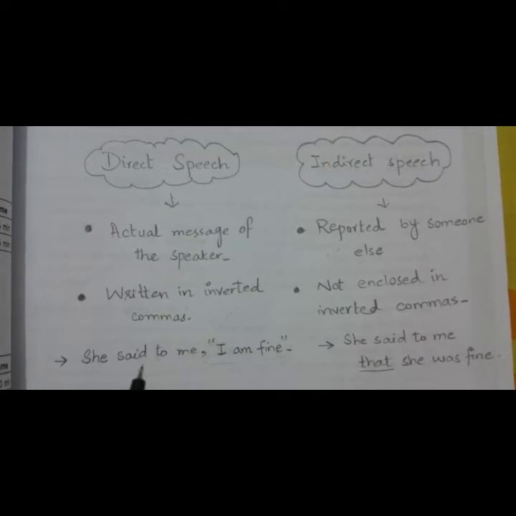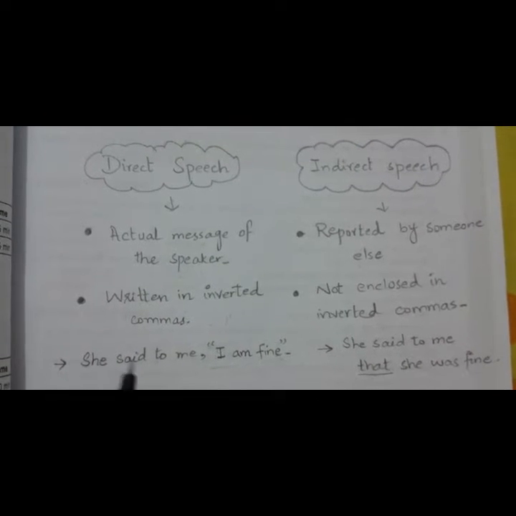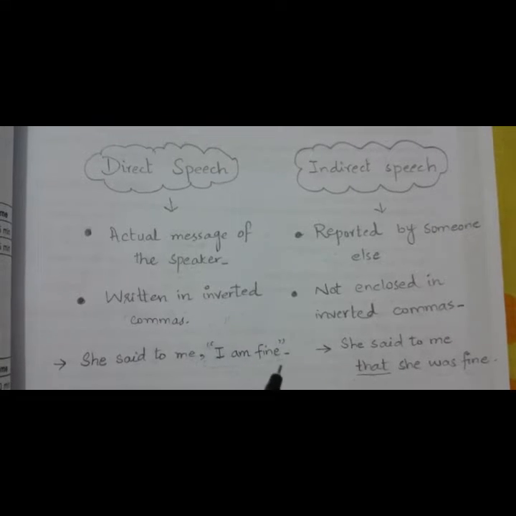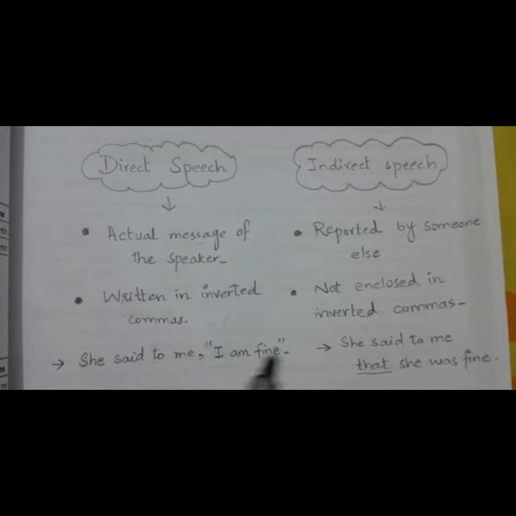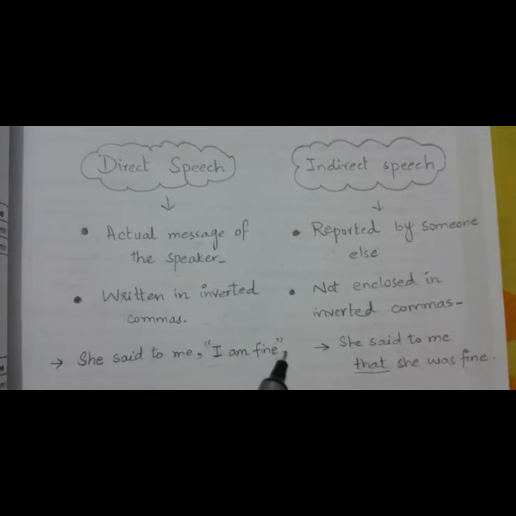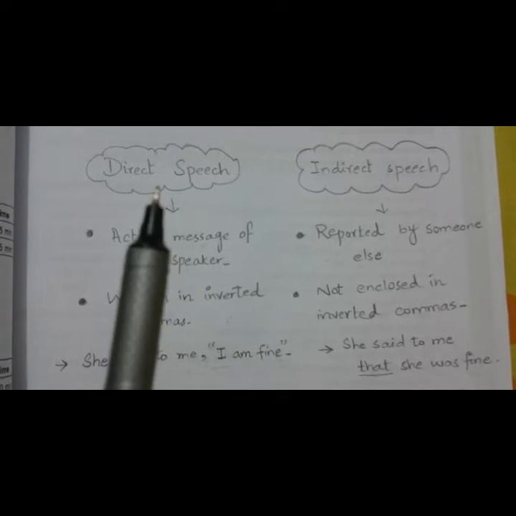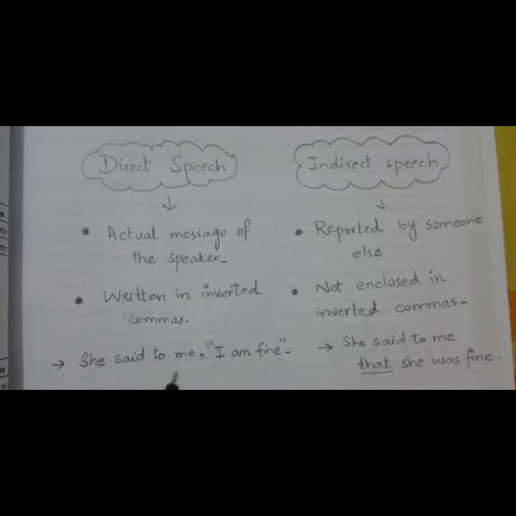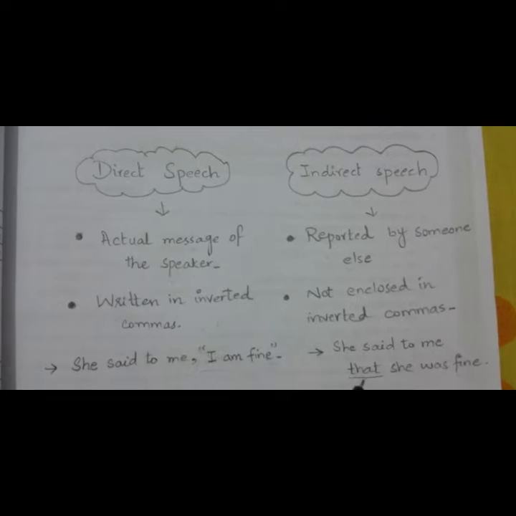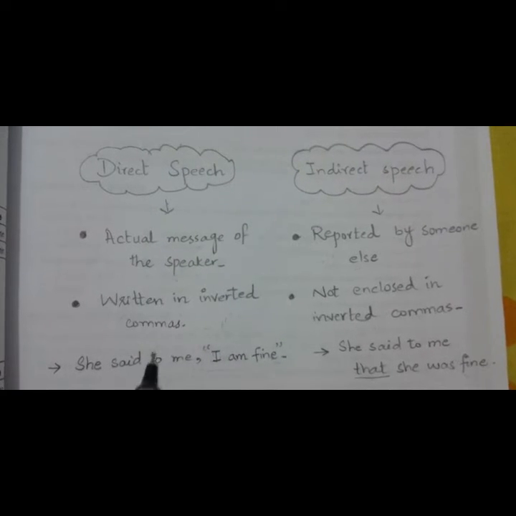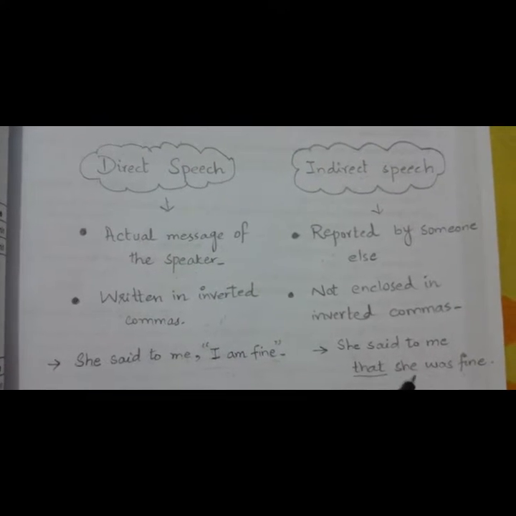One of the examples is written over here. Let's see. She said to me, "I am fine." What did she say to me? That she is fine. "I am fine" is written in inverted commas as this is her direct speech. If I change this direct sentence into indirect, it will be: she said to me that she was fine. So the present tense has been changed into past tense.